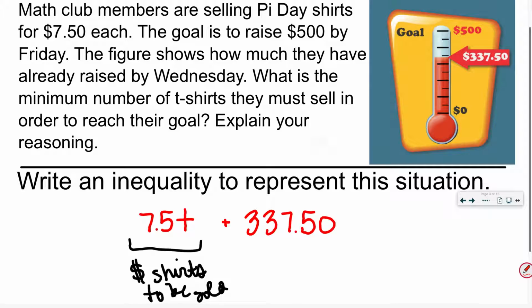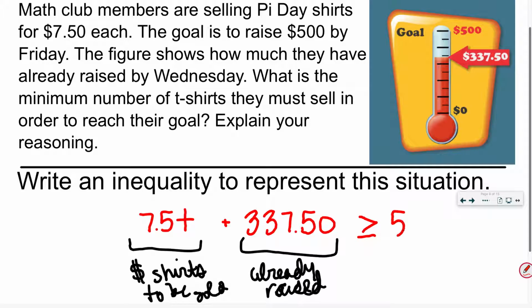Why are we adding that in? That's the amount of money they already raised. Yeah, we already raised this. Okay. And then what? Let's finish it. How do we finish the inequality? So the amount that we're going to earn plus the amount we already have needs to be what? Greater than or equal to 500.